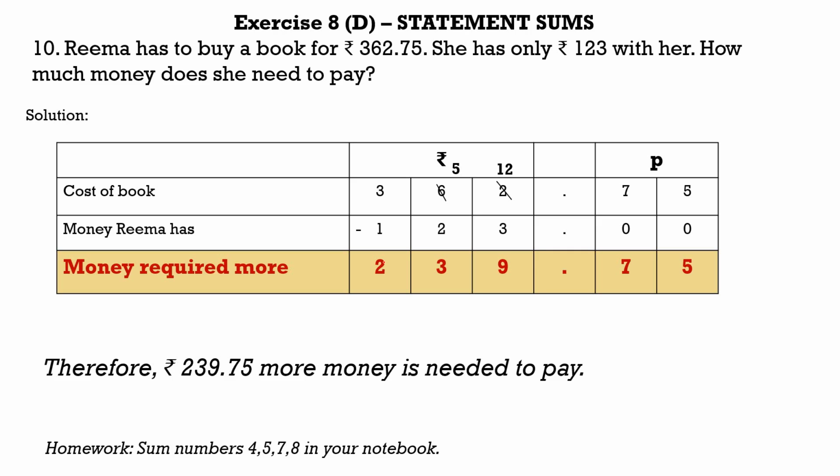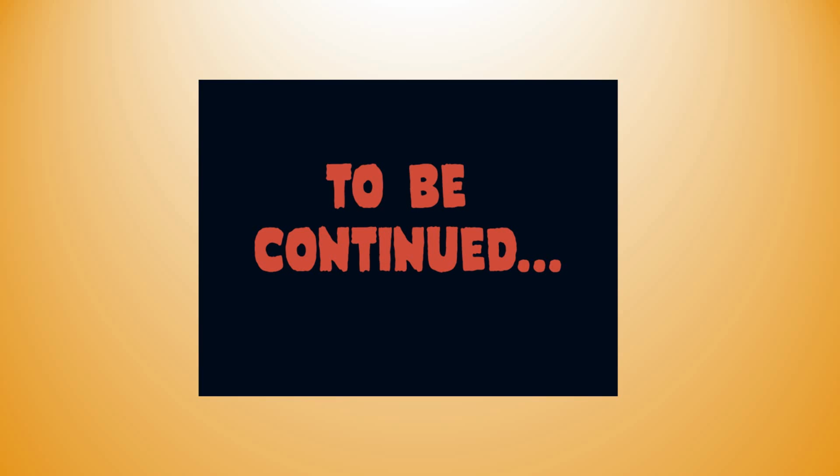Your homework sums are sum number 4, 5, 7, 8 in your notebook. All these statement sums have to be solved in the notebook itself, not in the textbook, because you don't have place in the textbook to solve. So solve these sums in your notebook as I have shown, and also your homework sums 4, 5, 7 and 8. We'll move to the next topic in the next video. Thank you.